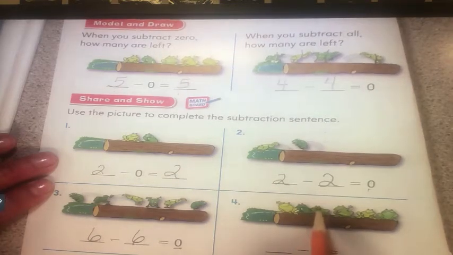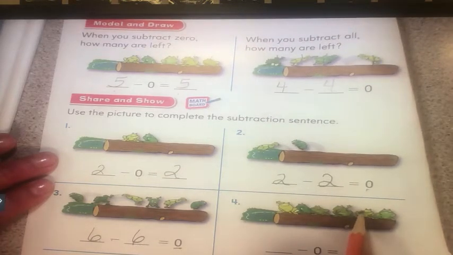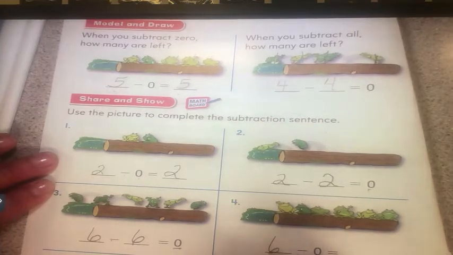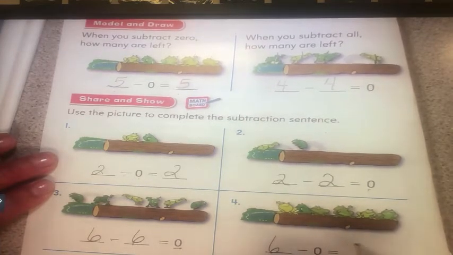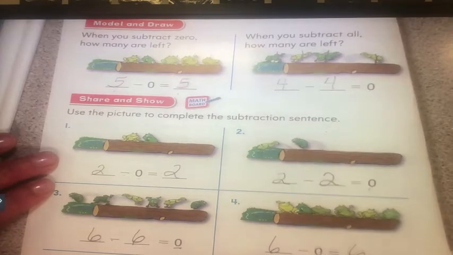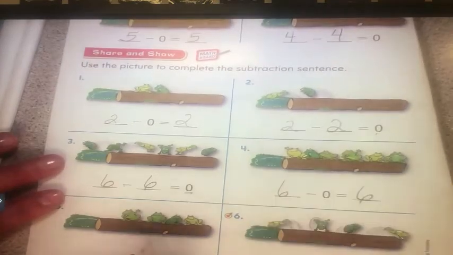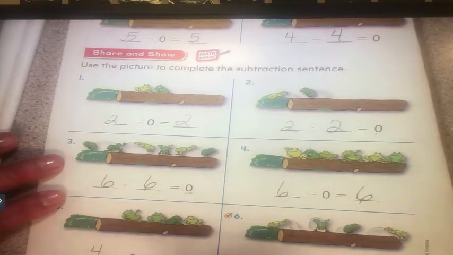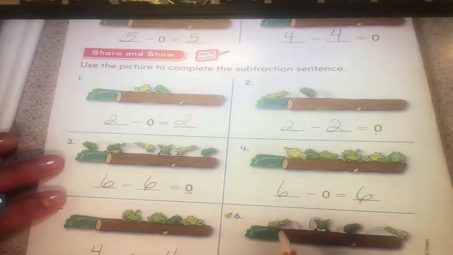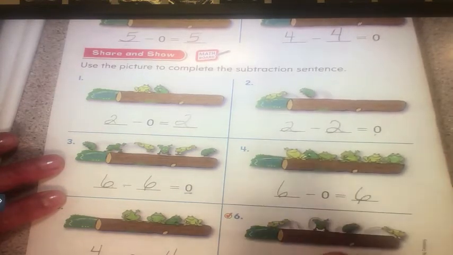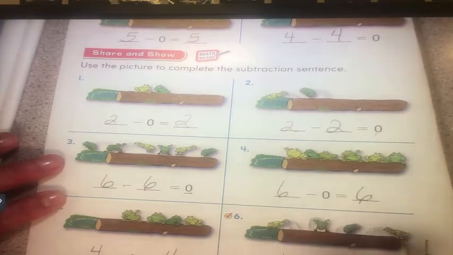1, 2, 3, 4, 5, 6. Minus 0, they're all staying on, is 6. All right, 1, 2, 3, 4 frogs. Minus 0 frogs is 4. And 1, 2, 3, 4 frogs minus 4 frogs is 0.